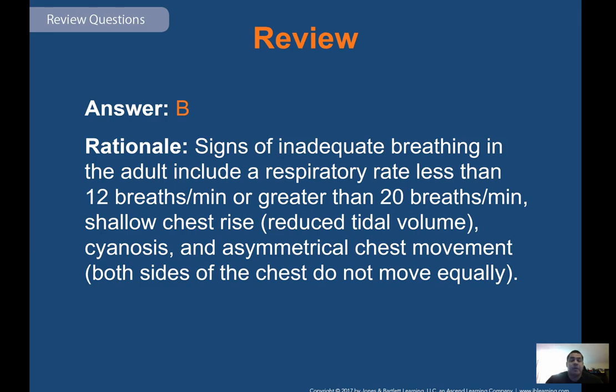Signs of inadequate breathing in an adult include a respiratory rate less than 12 breaths a minute or greater than 20 breaths a minute, shallow chest rise, reduced tidal volume, cyanosis, and asymmetrical chest movement. Both sides of the chest do not move equally.